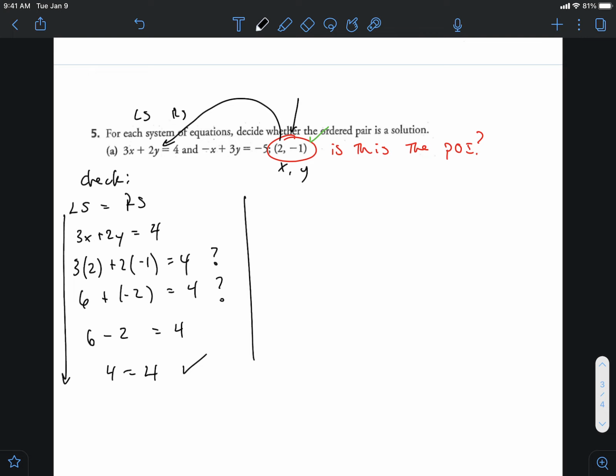So we know for sure that it lies on that first line, and then our job is to check the second line. And if it lies on the second line as well, then that has to be where those 2 lines cross. If it doesn't work, then it's not a solution, or it's not the point of intersection. Okay? So, do the same thing again. But this time we're doing it with the other equation. So we're going to go -x plus 3y has to equal -5. Okay, and we're just going to plug in the x and y value again.